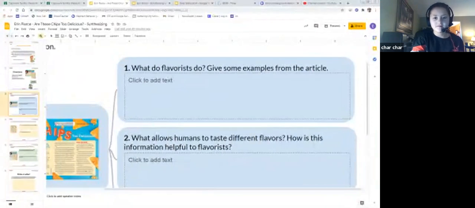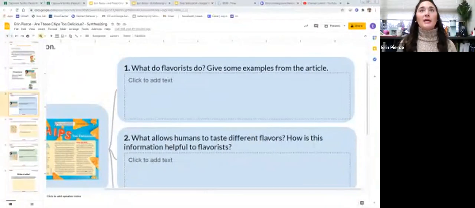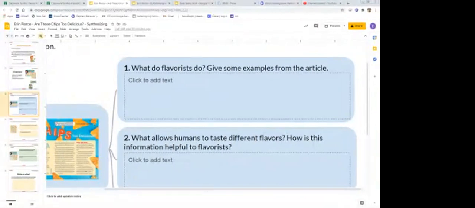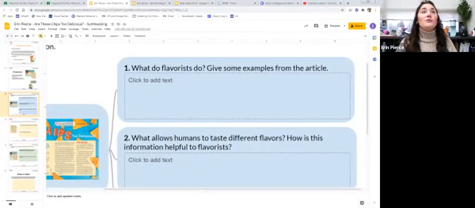Okay. All right. What do flavorists do? Give some examples from the article. Well, we've read this article 3 times. What does a flavorist do? Let's start with that. Owen, what does a flavorist do? Make food taste great. They make food taste great.